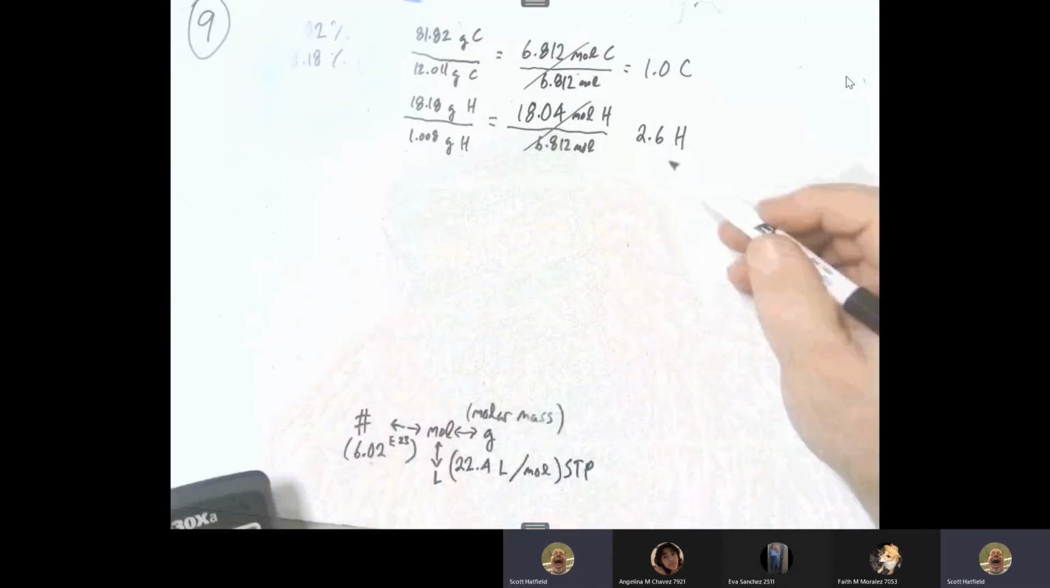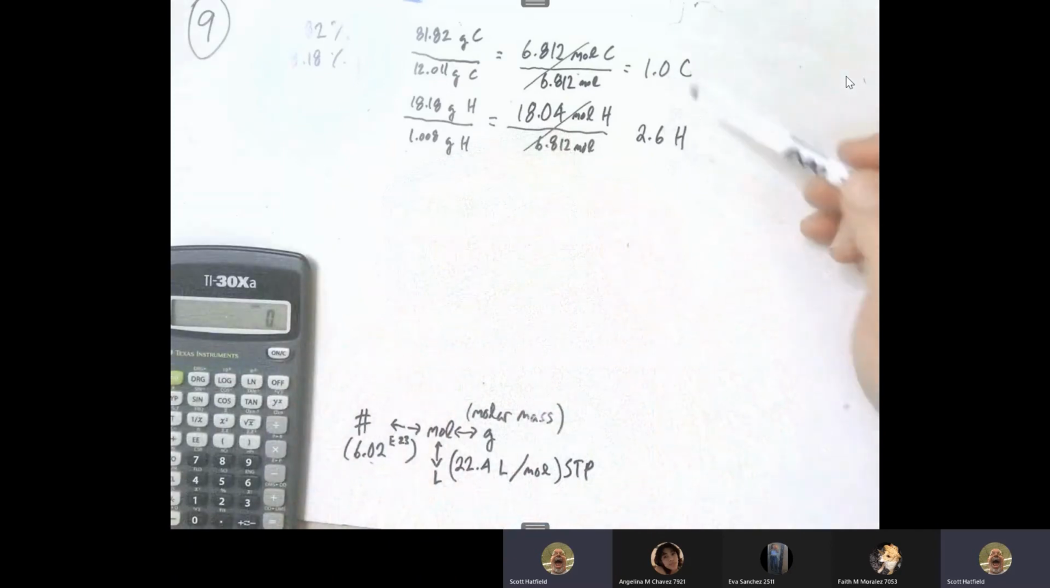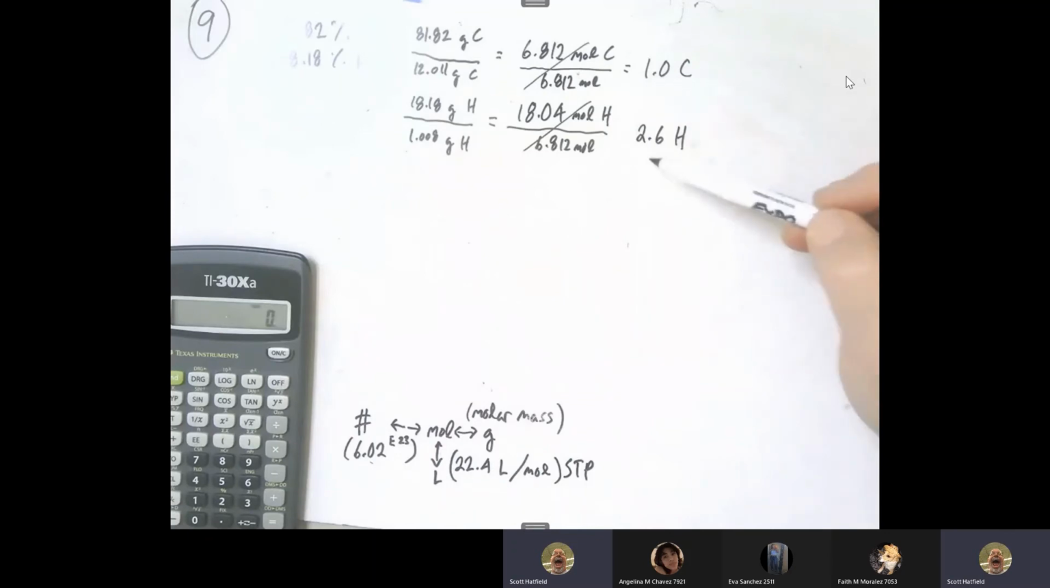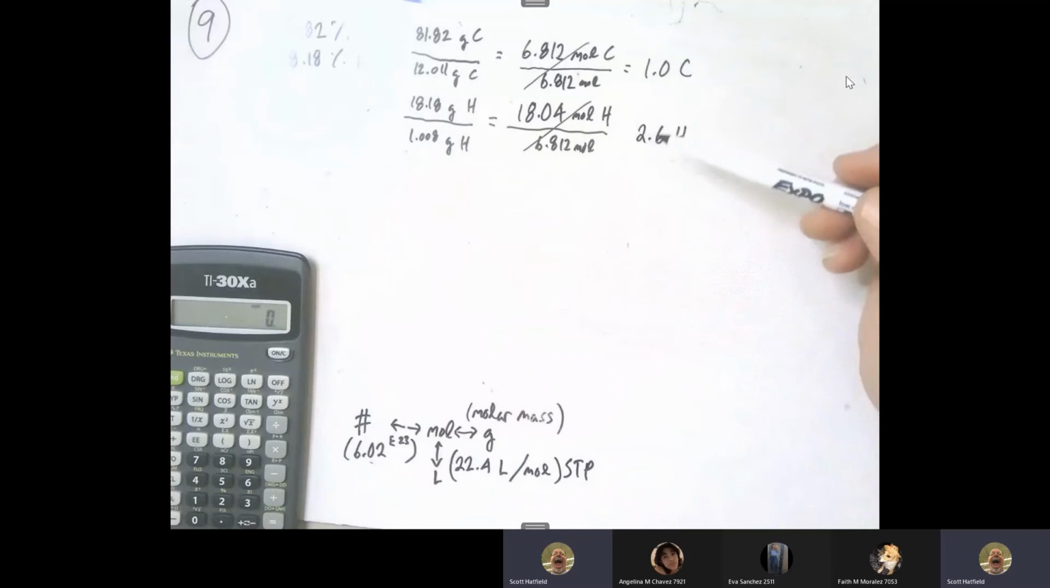Because my goal is to come up with a ratio, a whole number ratio. I want both carbon and hydrogen to be a whole number. Right now, carbon's a whole number, but hydrogen's not. Okay, so this 1 carbon for every 2.6 hydrogen are our molecular formula. I have to somehow get it where it's in whole numbers. So times 1 doesn't work.